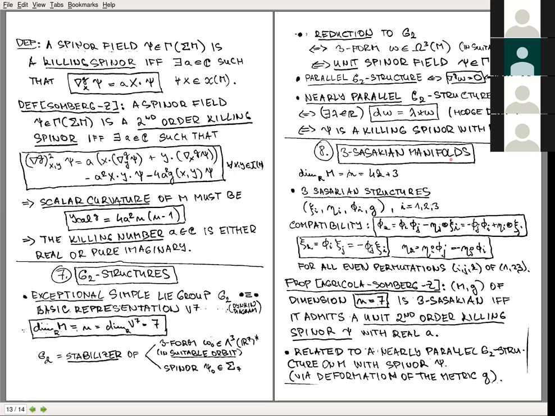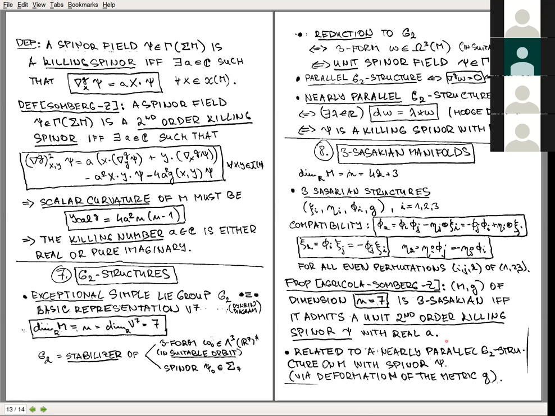The last example are 3-Sasakian manifolds, which consist of three Sasakian structures with a common compatible metric g, subject to these algebraic compatibility conditions. And we managed to prove, after some detours to G2 structures, that 3-Sasakian manifolds in dimension 7 are characterized by the existence of a unit second order Killing spinor psi. Pardon, here should be written primitive, which is just some detail that it's not already a Killing spinor. So we got an equivalent spinorial characterization of the 3-Sasakian manifolds via second order Killing spinors.